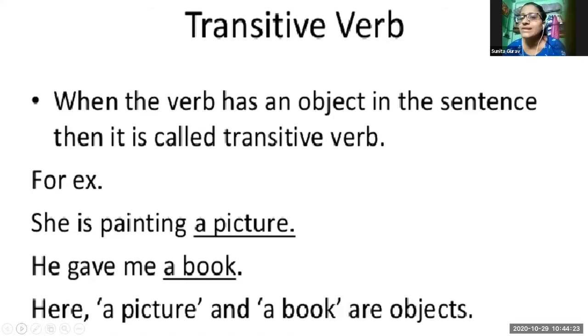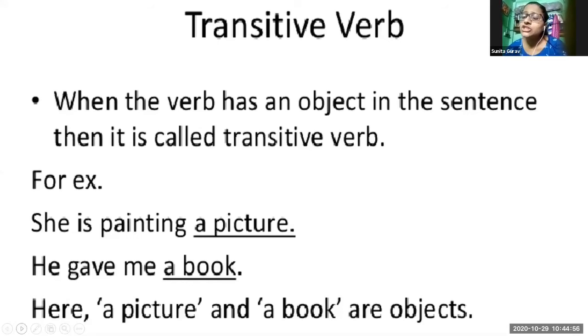For example, she is painting a picture. He gave me a book. Here, a picture and a book are objects. And what are the verbs over here, children? Is painting. Now, is is a helping verb. As I told you earlier, painting is the main action verb.